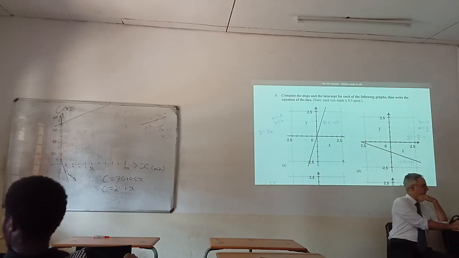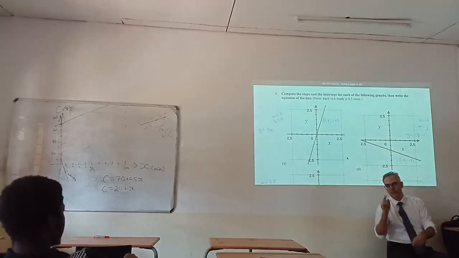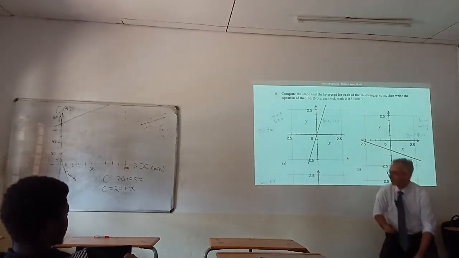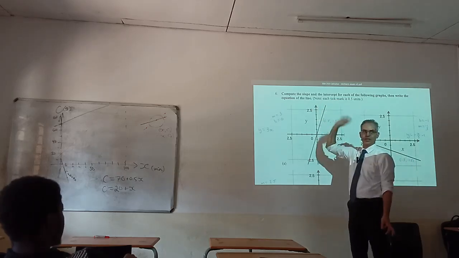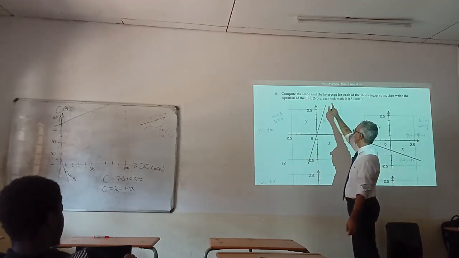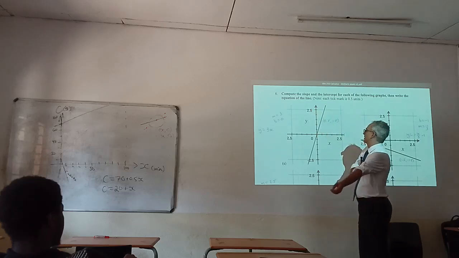Compute the slope and the intercept for each of the following graphs. Then write the equation of the line. So again, you have to read every part of the question and make sure you answer every part of the question. It's not enough to just compute the slope and the intercept and say, I'm finished. You have not finished. You have to do that and then write the equation of the line.